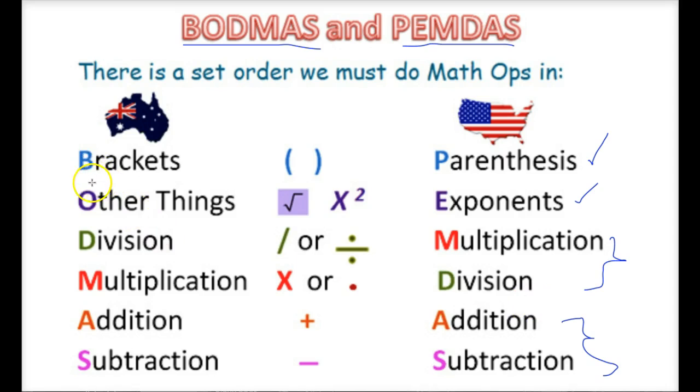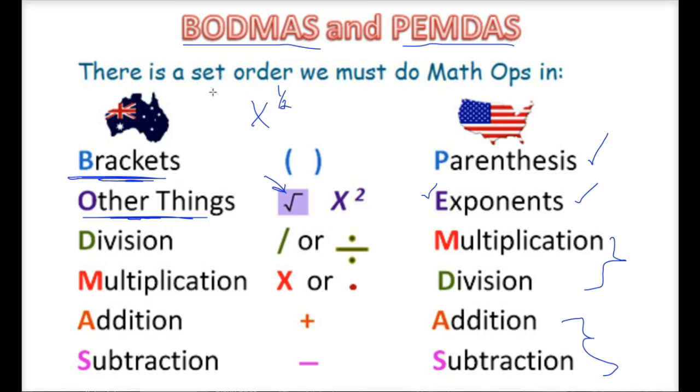If you're doing BODMAS, then parentheses means the same thing as brackets. And then of course other things comes after that. So that includes anything with an exponent. Over here we just say exponents, but here we notice that whenever we have, for instance, a square root sign, that's the same thing as some value raised to the 1/2. So you really are doing exponents there. It's just described as other things. And then of course there's division, multiplication, addition, and subtraction.